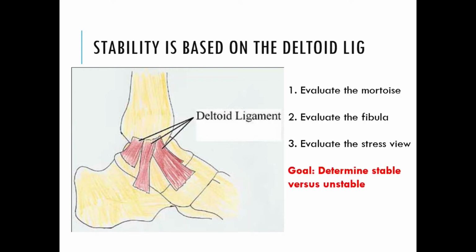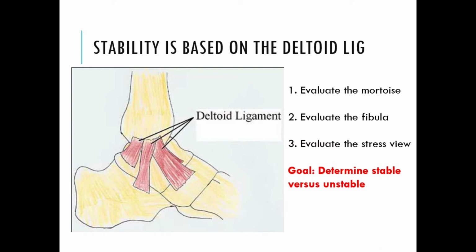So when you're doing stress views, when you're evaluating the mortise, when you're looking at radiography, when you're measuring all these lines, that's what radiology and ortho is doing, that's what they're looking at. They're trying to evaluate how stable the mortise is. So if you remember that stability is based on the deltoid ligament, and you remember this algorithmic approach, you'll be able to feel confident in ankle fractures and approaching ankles in general.